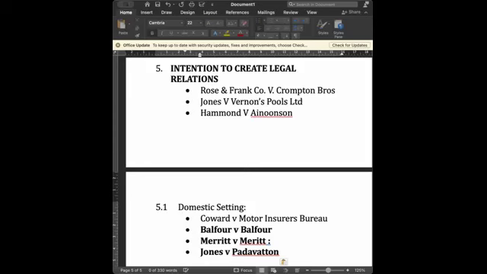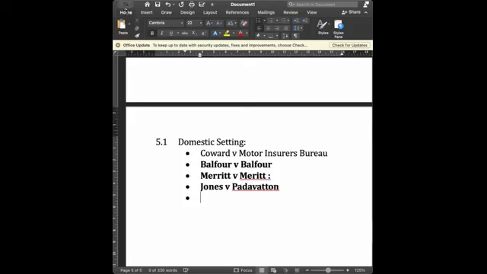So please, any agreement that you see in a domestic setting, once it's in a domestic setting, then the presumption will be that there was no intention to create legal relations. But remember, that presumption is rebuttable. And therefore, even though it could be an agreement in a domestic setting, if you can tell that there was a commercial flavor attached to the transaction, then the court will say that the presumption has been rebutted, in which case there will be an intention to create legal relations.